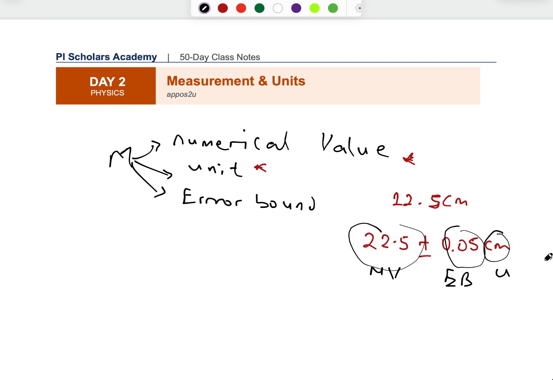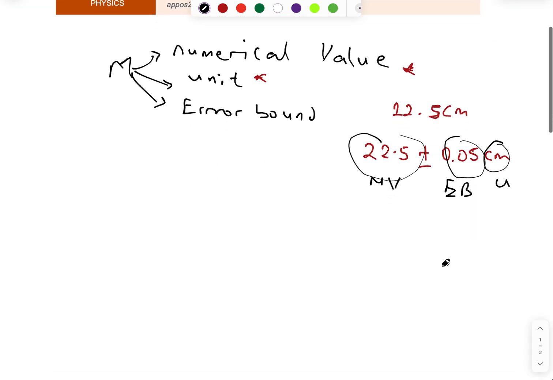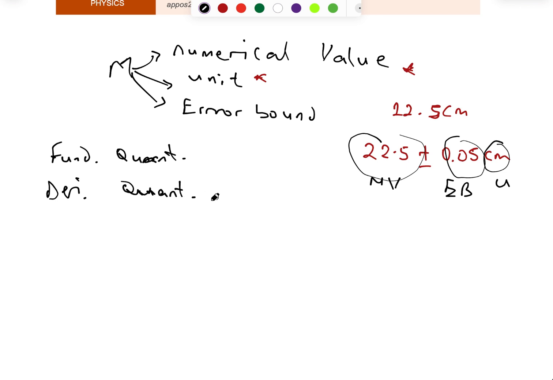Now let's quickly go into some quantities that we have in physics. In physics, we have two major types of quantities. Now, I'm not speaking in terms of advanced nature of quantities now, but we have what we call the fundamental quantities and we have the derived quantities. So we have fundamental quantities and derived quantities.